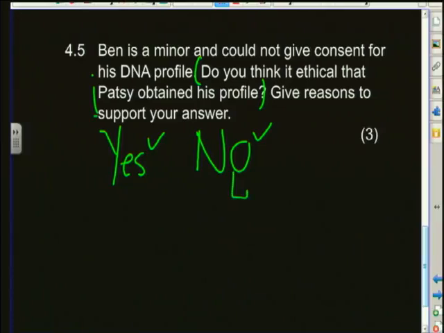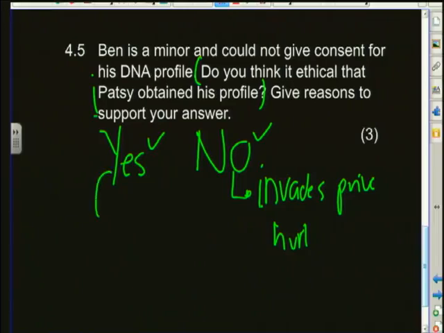If you say no, you could have said it invades his privacy. It might hurt him. You must then justify the reasons why you said no. Or you said yes, because the father must do right by the child. He must pay maintenance. He must look after the child. The child has a right to know who his father is. The child has a right to know where his origins are.